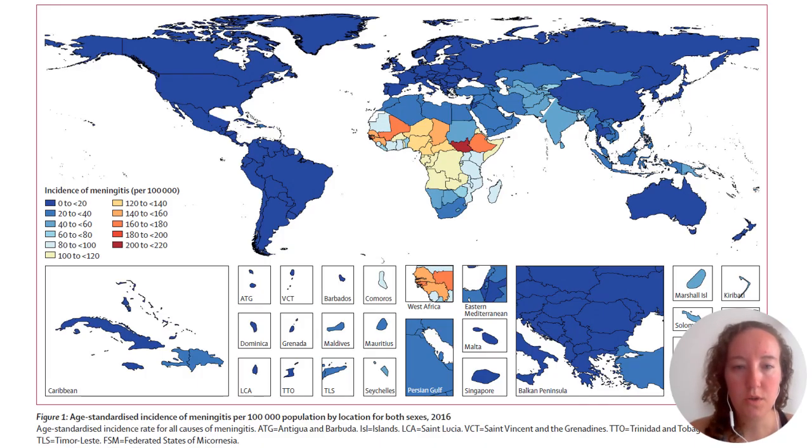This slide just shows you a map of the incidence of meningitis across the world. As you can see, some of the highest rates are in various countries throughout sub-Saharan Africa. As a result, you are very likely to encounter meningitis throughout your medical training as well as your medical career, so it's an important topic to be aware about.